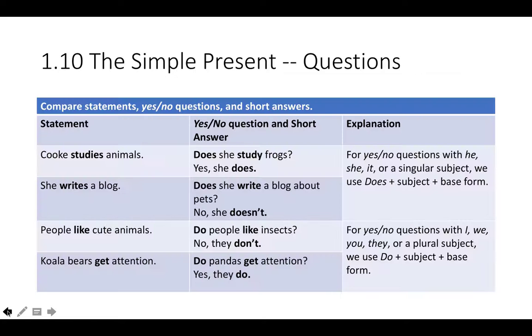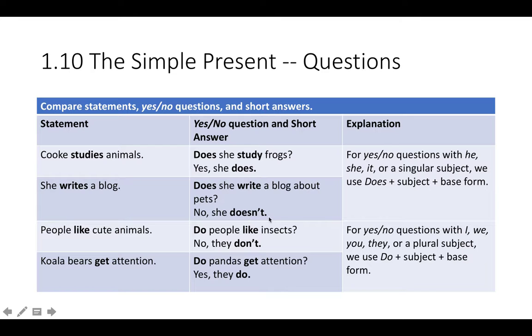Okay, so the grammar point here is about making questions in the simple present. And if your subject is he, she, or it, if it's third person singular, you use does. Does she study frogs? And here's the short answer. Yes, she does. Does she write a blog about pets? No, she doesn't. Or I can say, no, she does not.